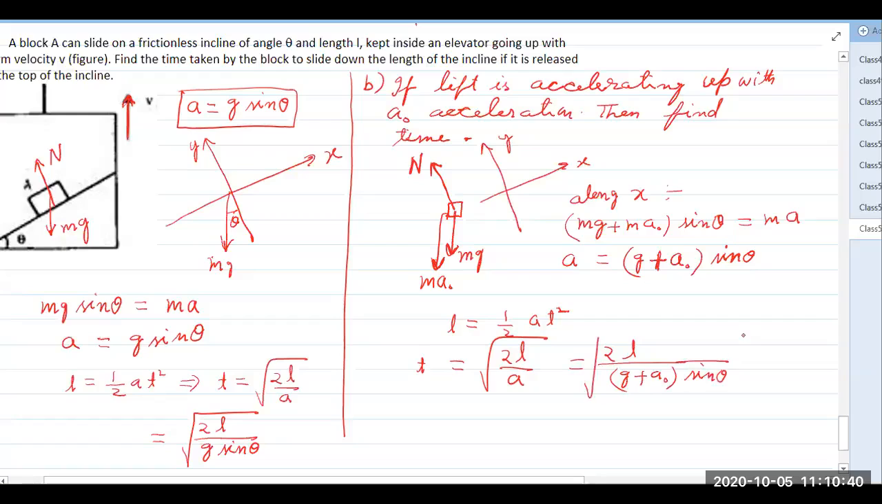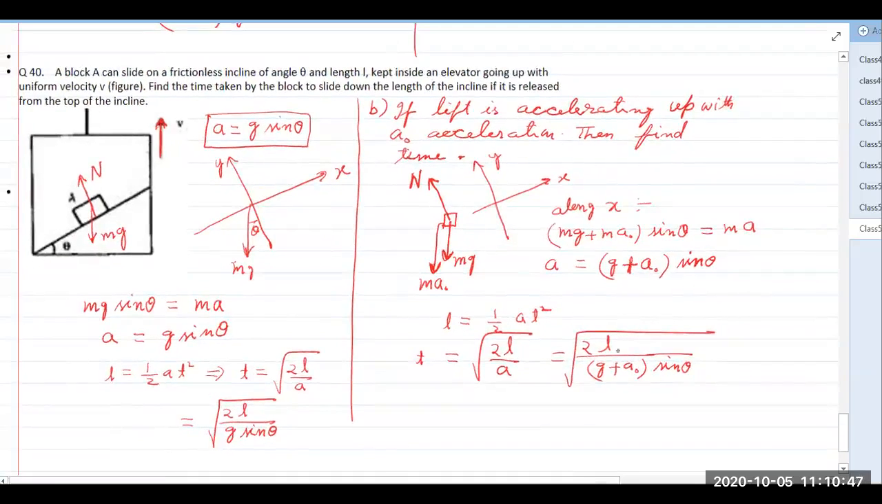Okay. So in this way we can find the time in the two cases. You can see in this case, again we have g effective. g effective is g plus a naught. So instead of doing all this, we could directly replace the original g in the equation with g effective, and we could find the answer directly without explicitly writing the pseudo force and writing all the equations.